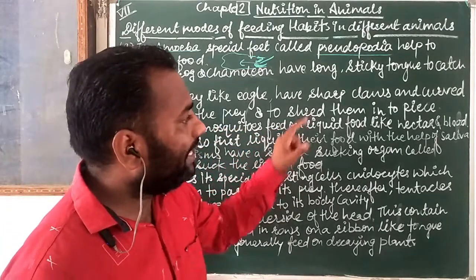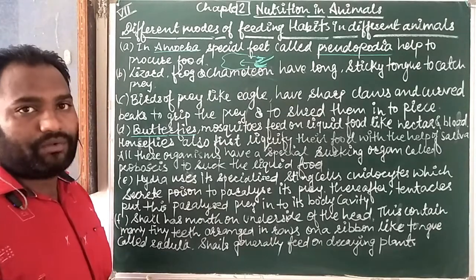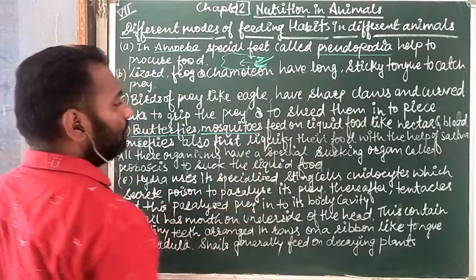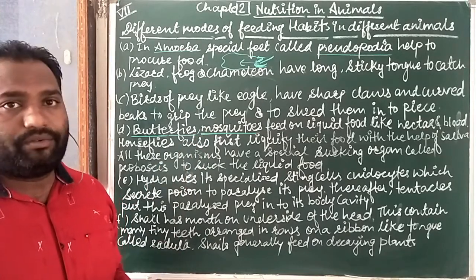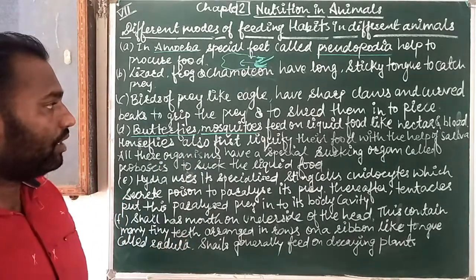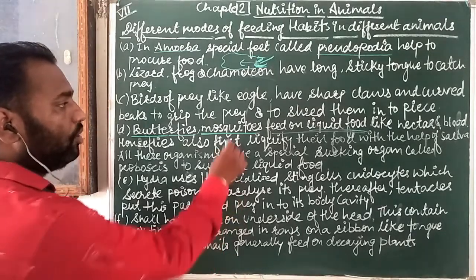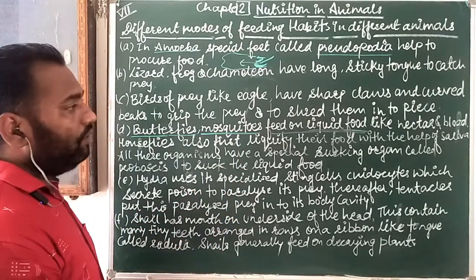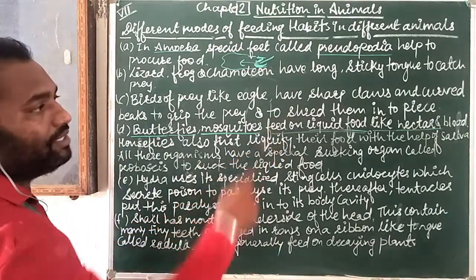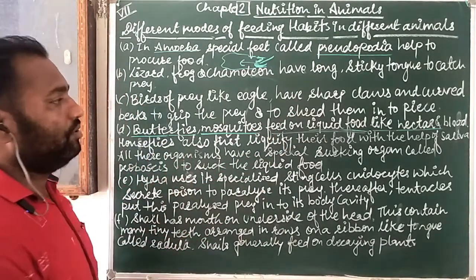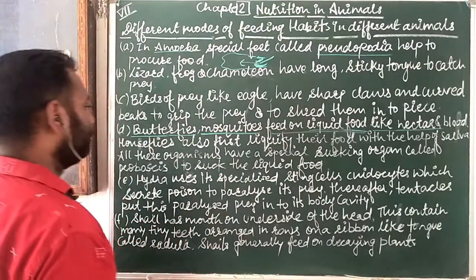Butterflies and mosquitoes feed on liquid food. Generally you know about that. Butterflies take nectar from different types of flowers. And the mosquito, you know the female anopheles mosquito, which causes malaria, generally takes food from the blood of human beings. It means they feed on liquid food, because flowers have nectar, which is a liquid, and the mosquito takes food in the form of human blood, which is also liquid. So nectar and blood are the food for butterflies and mosquitoes. For butterflies it is nectar, the juice of the flower, and for mosquitoes it is blood.